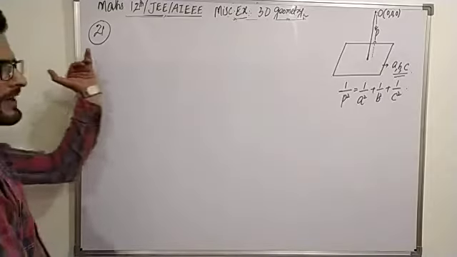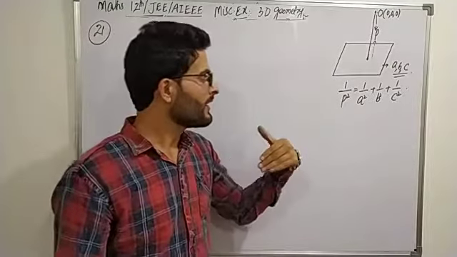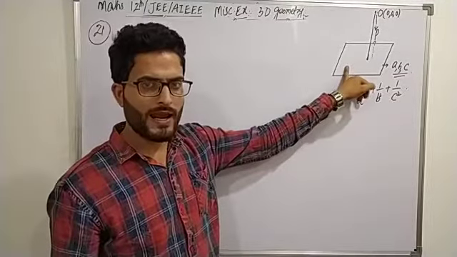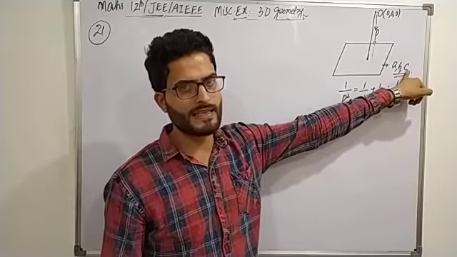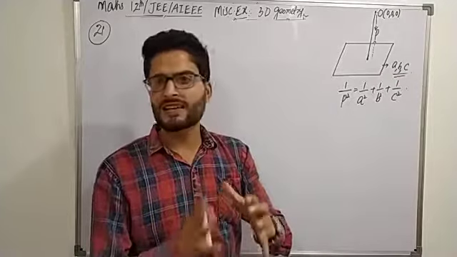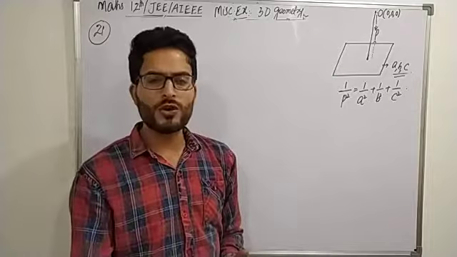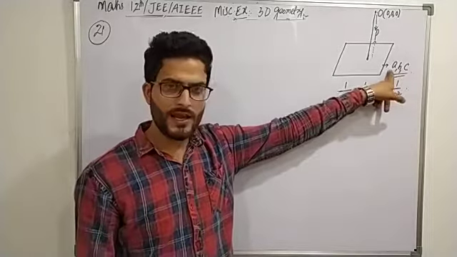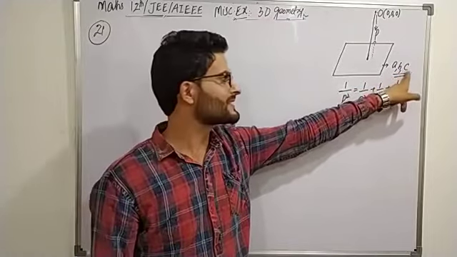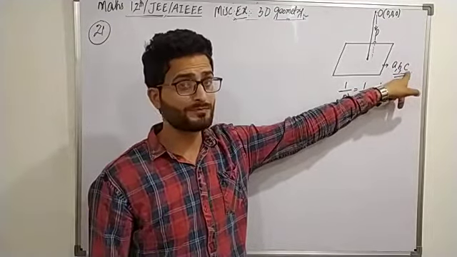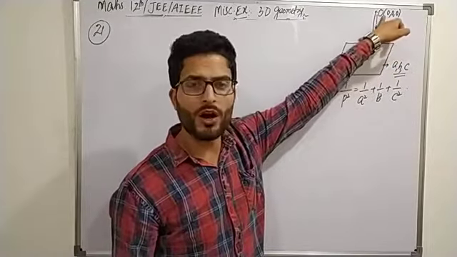Now we are on question number 21 of that same miscellaneous exercise, and in that question number 21 it is given that we have a plane and that plane cuts off intercepts A, B and C along the coordinate axes. It's a plane which is intersecting the coordinate axes. Along the positive x-axis, it cuts the intercept A. Along positive y-axis, it cuts the intercept B. And along the positive z-axis, it cuts the intercept C. And this plane is at a distance of p units from the origin.